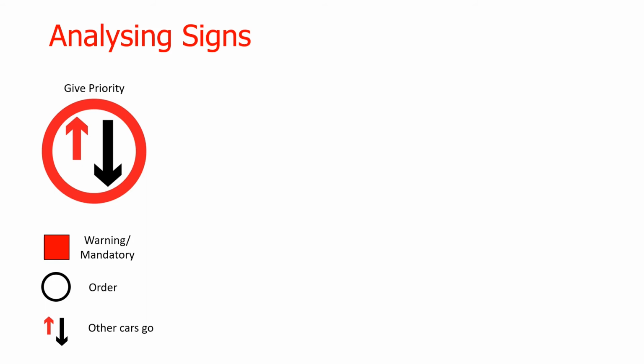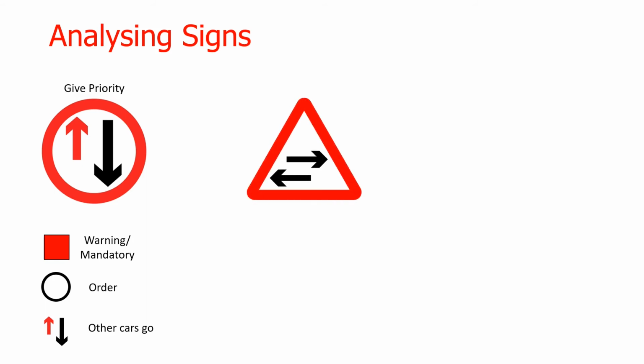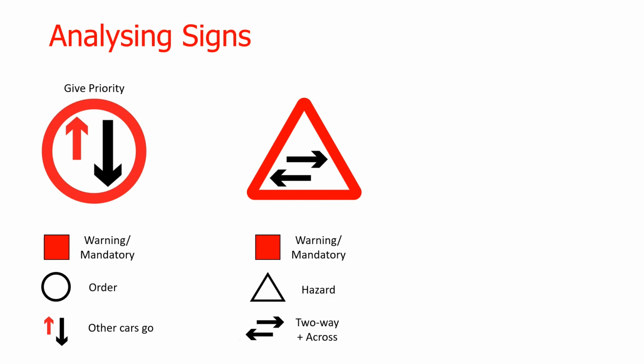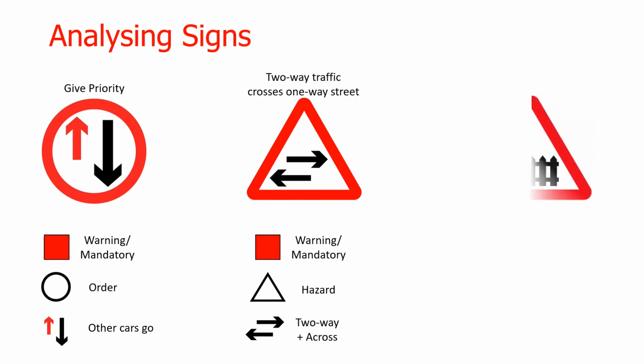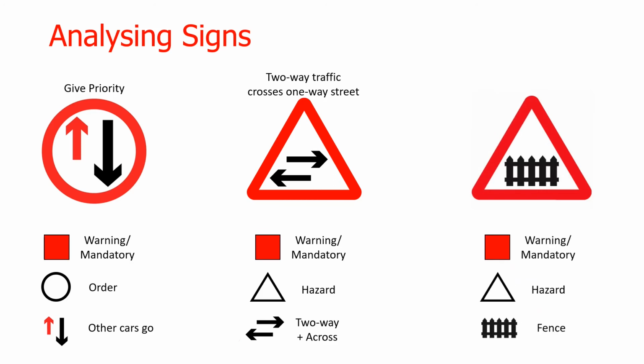The next sign we are going to look at is this one. We can easily break this down into a red triangle and then two arrows crossing each other. Put that all together and we get two-way traffic crosses a one-way street. The next sign that we have is a little bit more tricky. Again, it can be broken down just to a colour, shape and image, but the image is a little bit more ambiguous. This time it's a fence. However, if we have the additional knowledge that we would see as that level crossing, which is just a place where a train crosses a road, we know that it means level crossing with a barrier.